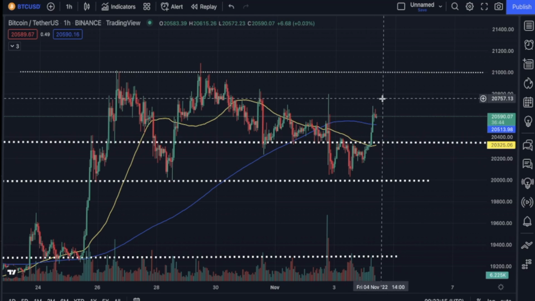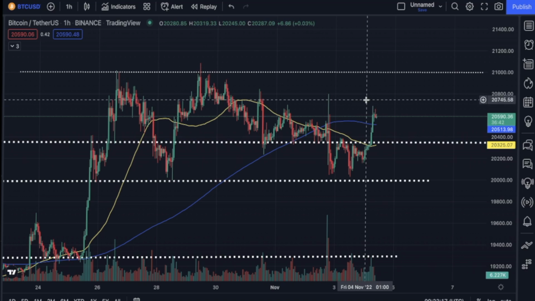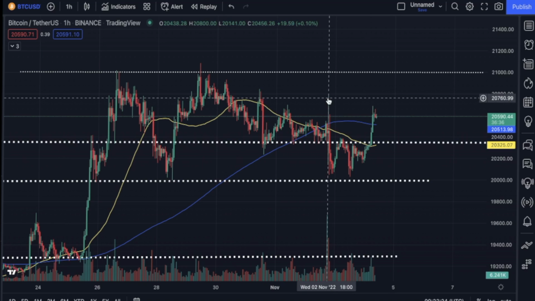But again, as always, keep an eye out on the charts and trade what you see and not what you wish to see. That's extremely important. But for now, it's looking bullish, so that's all we want as crypto traders and investors. The more bullish Bitcoin is, the more bullish the entire crypto market is, and that's great for everyone.